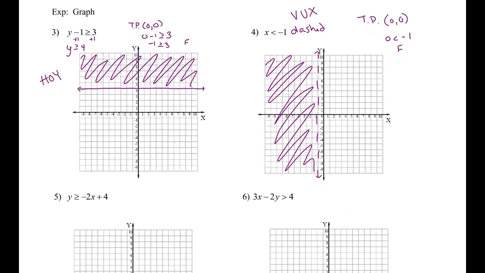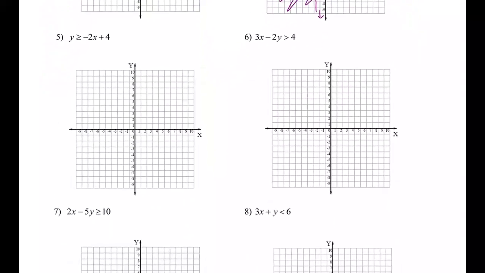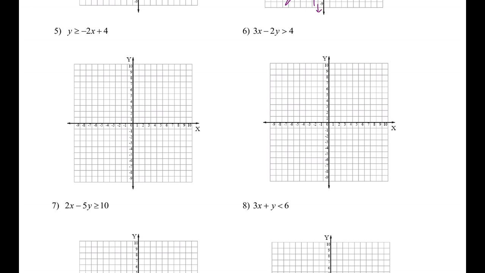Let's scroll down and look at example 5 and example 6. Example 5 is already in slope-intercept form for us, so I can graph it by starting at the y-intercept, which is the point 0, 4. Then, because I have a slope of -2, I can count down 2 over 1, down 2 over 1, and I can continue this pattern until I have a few points that I can connect. Because it's greater than or equal to, we will be using a solid line to connect.